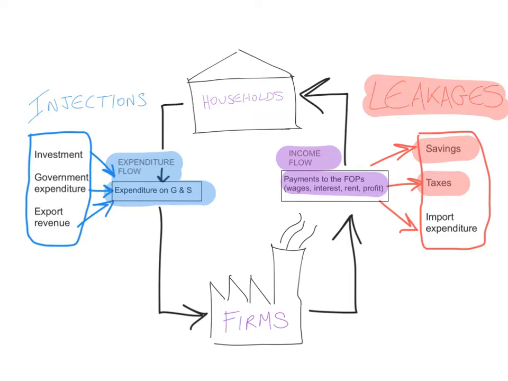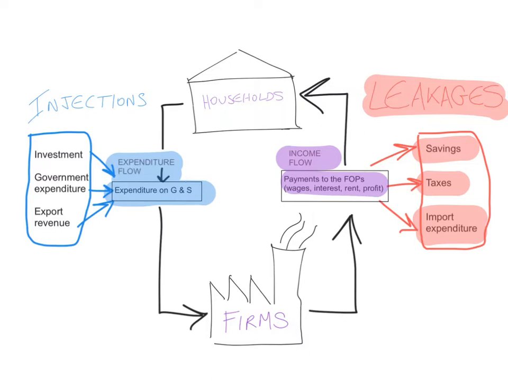At the same time, not all the money earned by households is necessarily spent in the domestic economy. Some of it is spent on imports. That gives us import expenditure. So the leakages are savings that go into the financial markets, taxes that go to the government, and import expenditure that goes to foreigners.